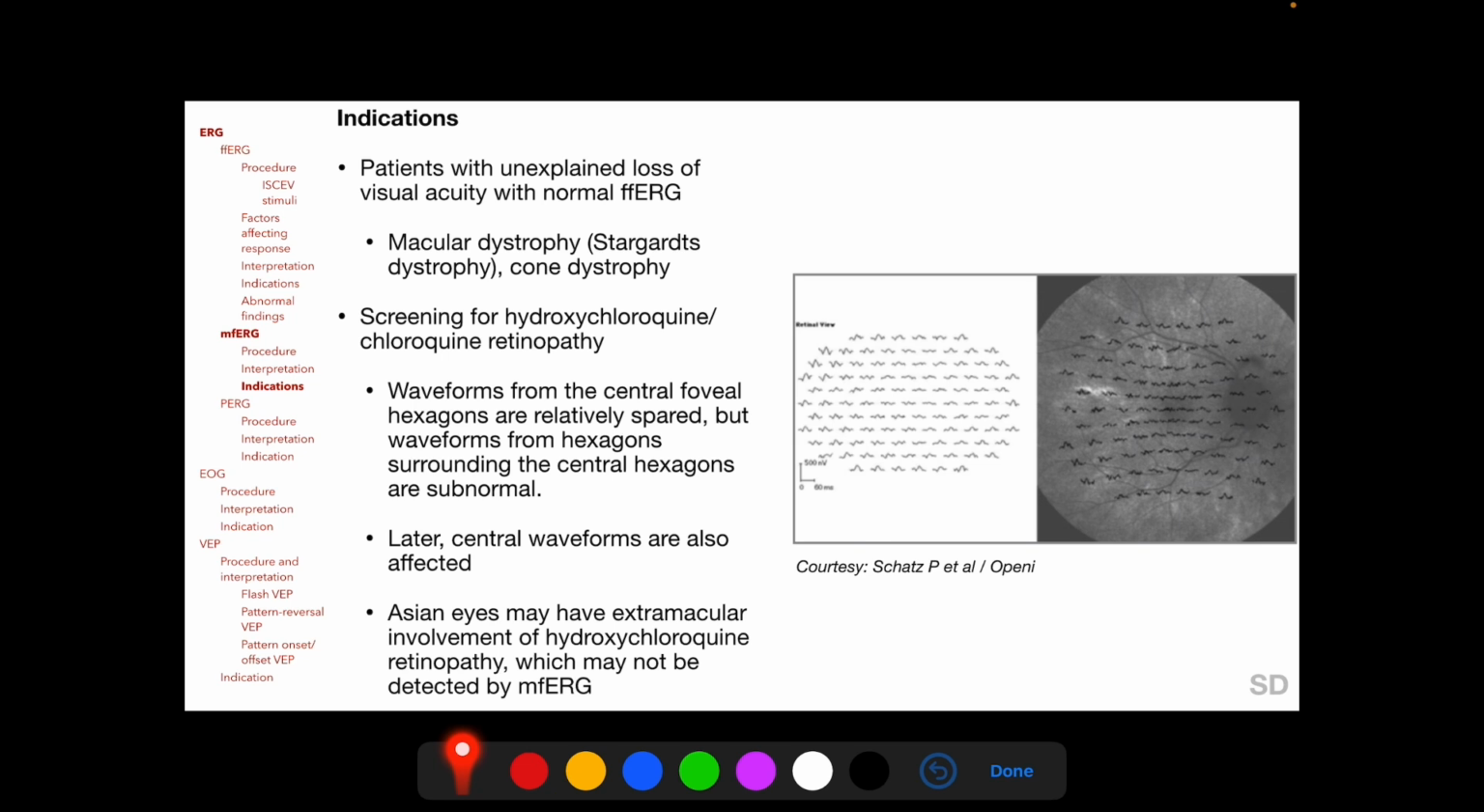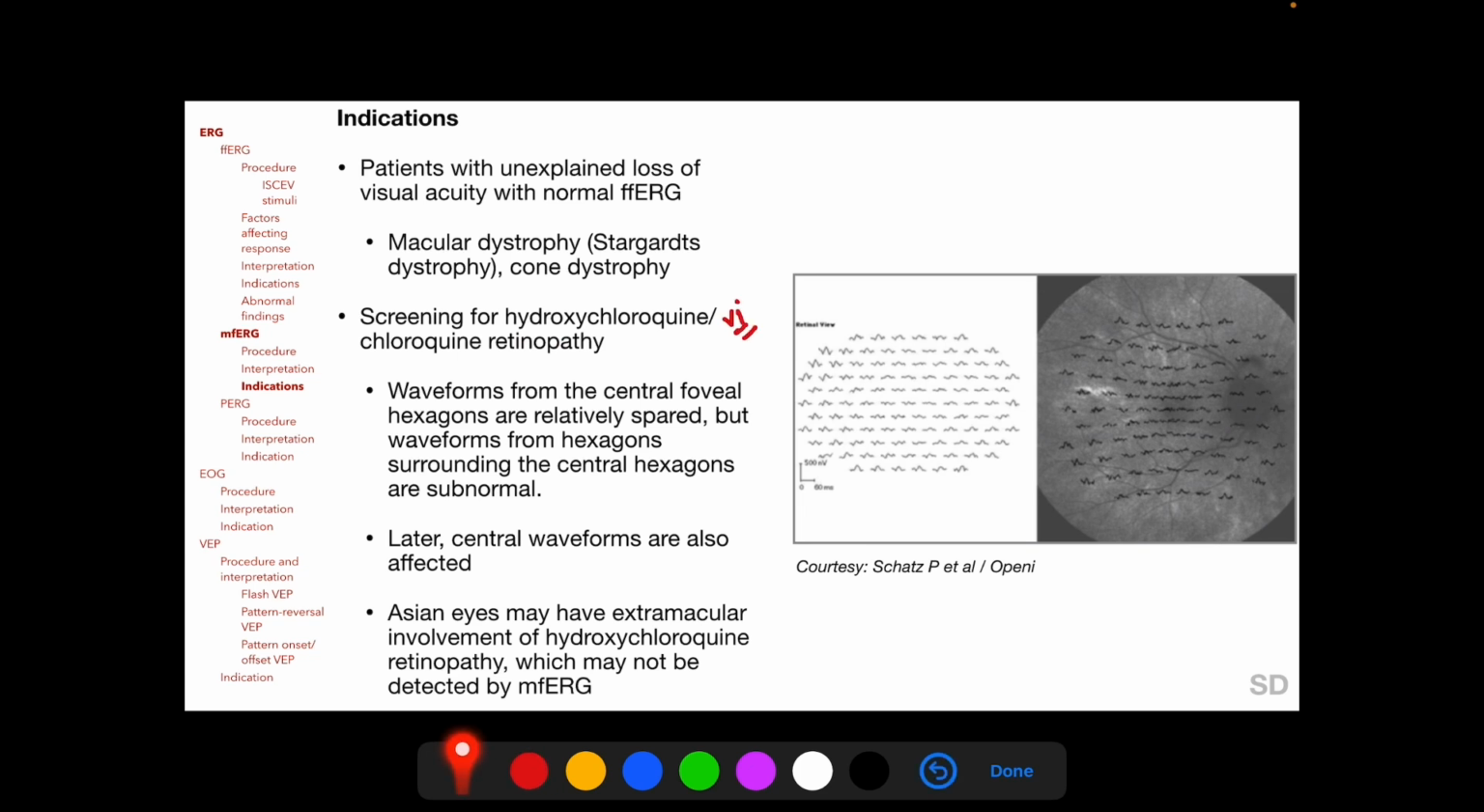Multifocal ERG is indicated in patients with unexplained loss of visual acuity but with normal full-field ERG, such as in patients with macular dystrophy and cone dystrophy. More importantly, multifocal ERG is used for screening for hydroxychloroquine or chloroquine retinopathy, and this is very important to remember.